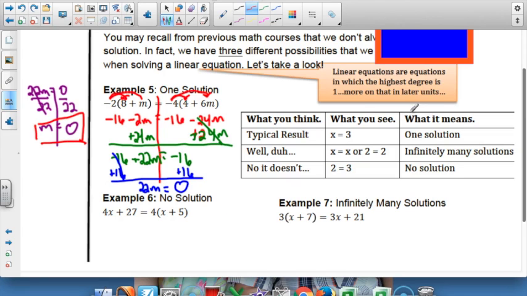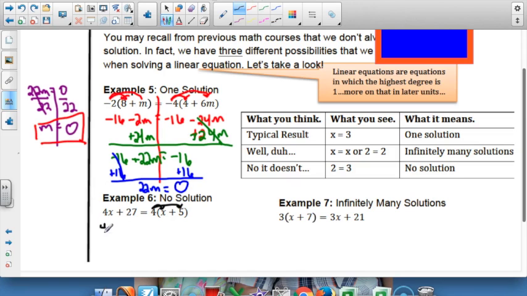So that's just your typical result, really. So let's look at example 6 and see what something a little different might look like. So again, I'm starting with distribution. There's no distribution over here. There is distribution on the right.